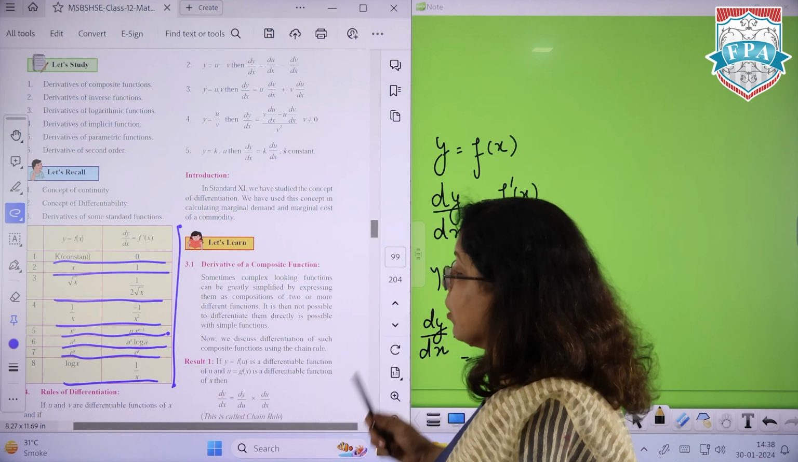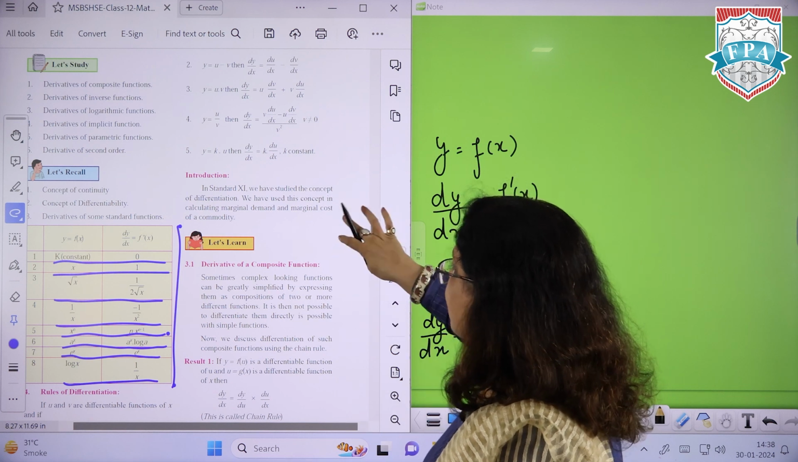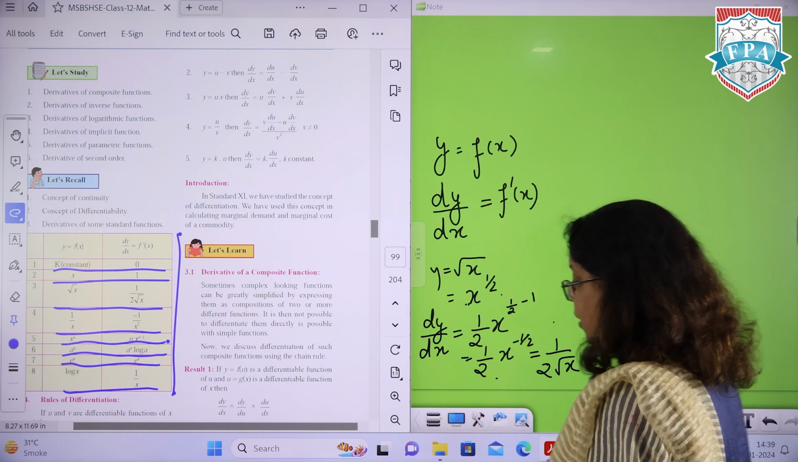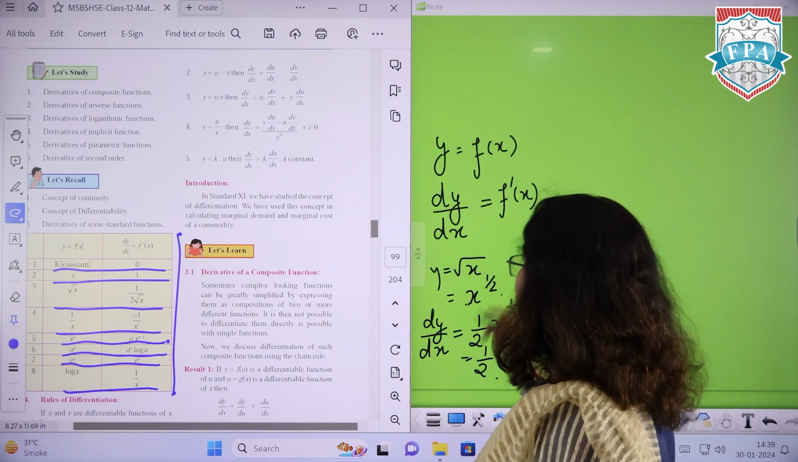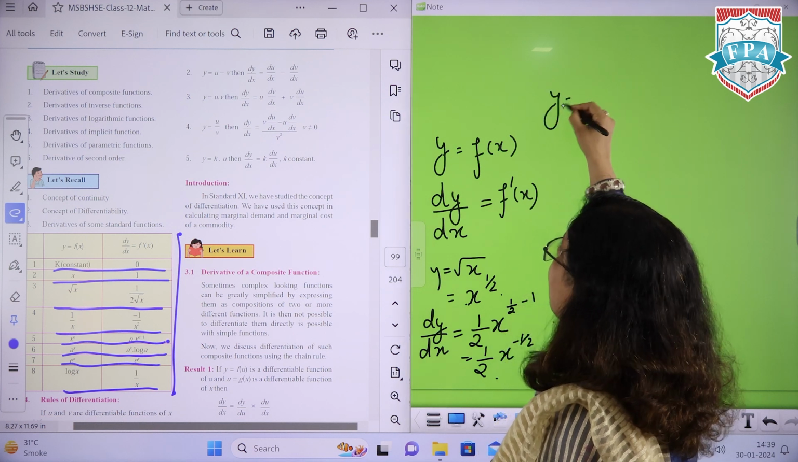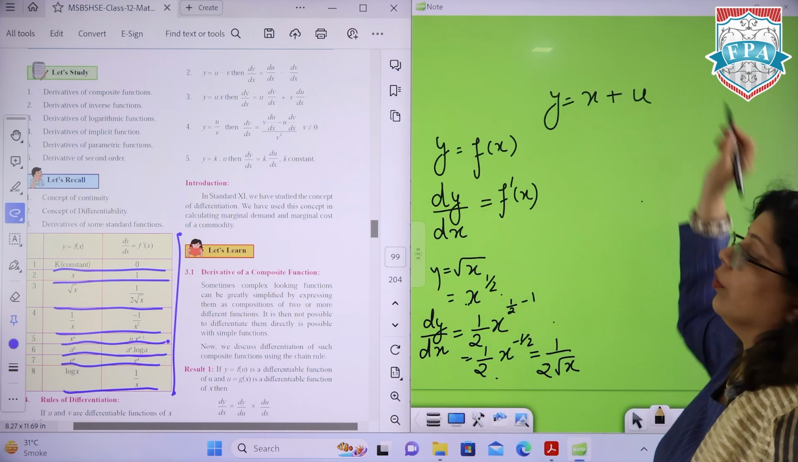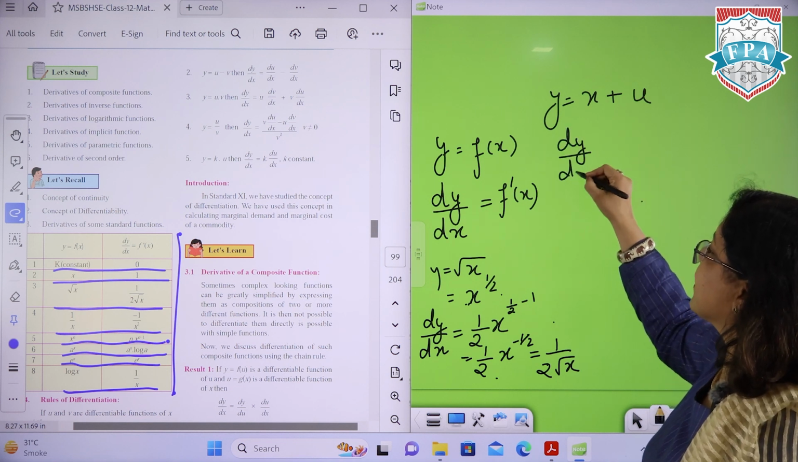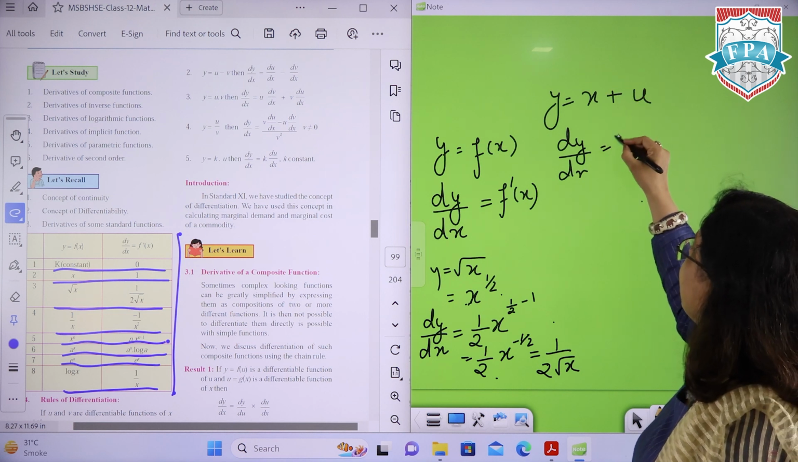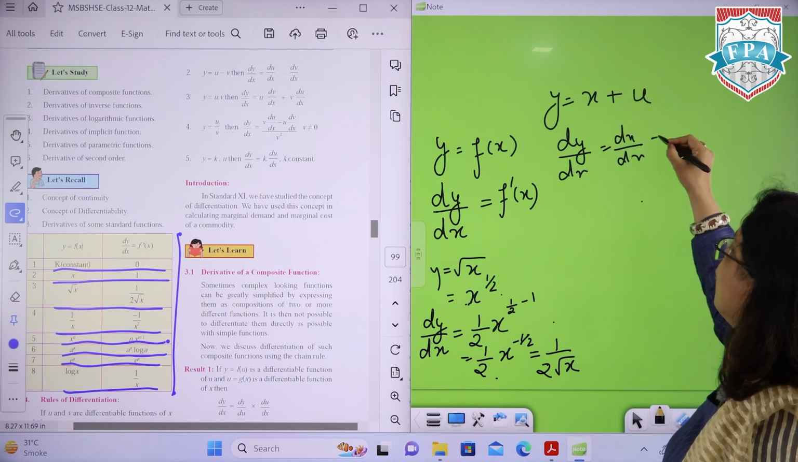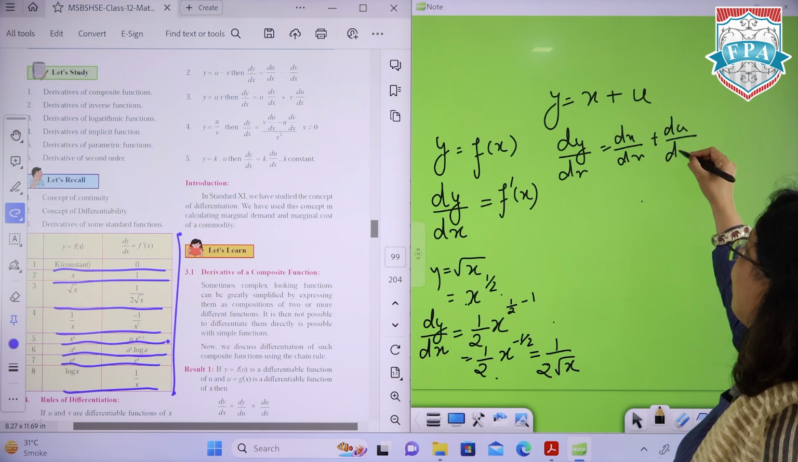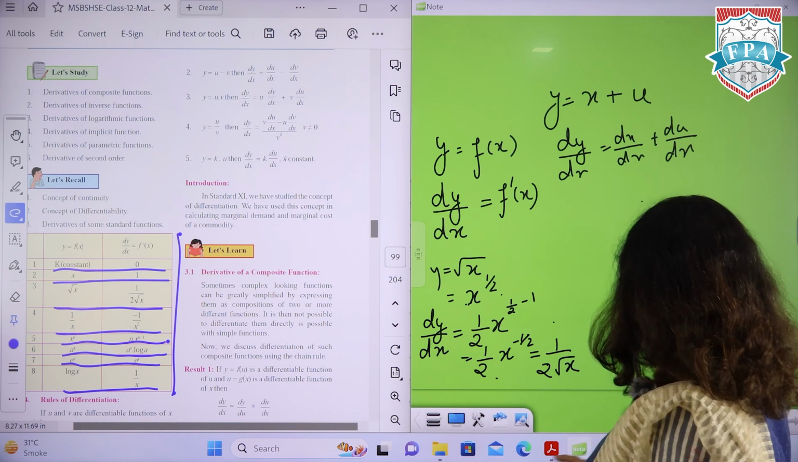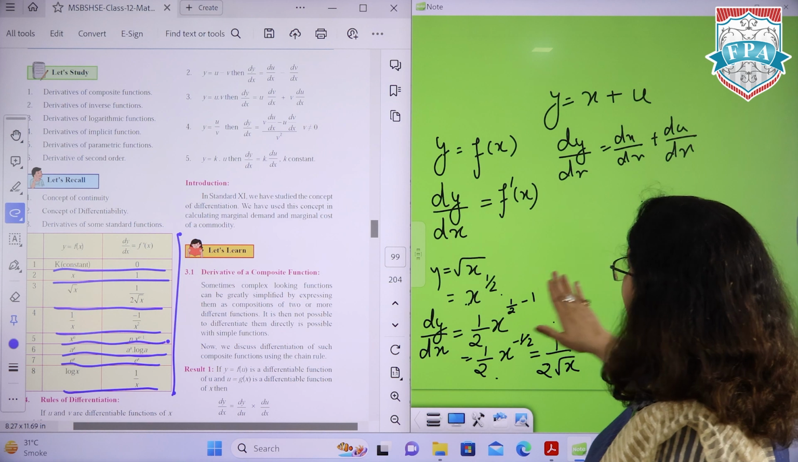Along with that, we are also having certain formulae which are based on algebra. Now when we talk about algebra over here, we'll see that if y is equal to x plus u, then when you find out dy by dx, it is dx by dx plus du by dx. Whatever is the number of components, if there is a minus we will do it with the minus sign, and then we'll be able to get the answer in that manner. Okay.